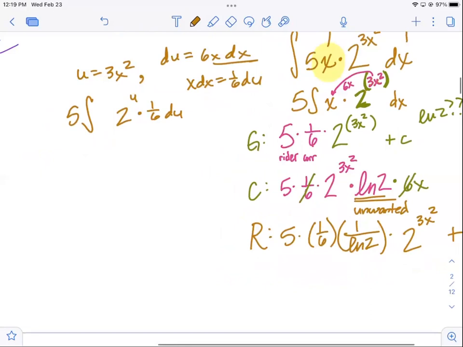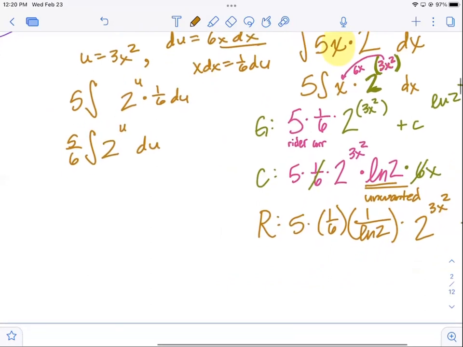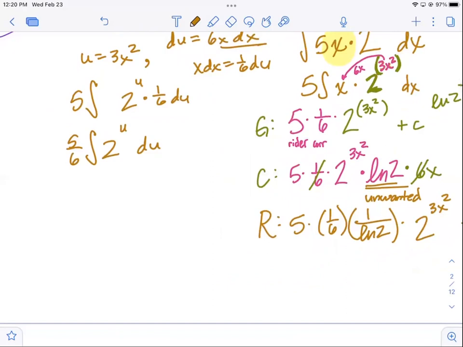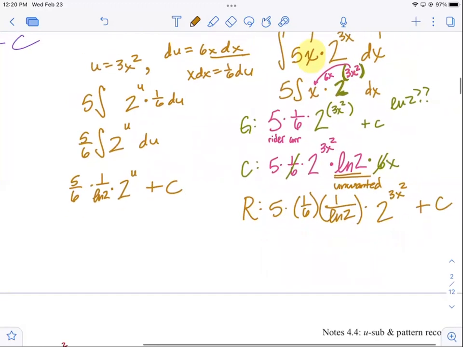And now when I bring that out front, I get 5/6, the integral of 2 to the u-th power du. And now I've got it down to just a single function without an embedded function. And what's the antiderivative of 2 to the u? Well, it's itself, but even then I have to remember there's an additional correction of 1 over the natural log of 2. And then the 5 over 6 goes along for the ride plus c, and then you substitute back in. Okay, so that's how you do that.